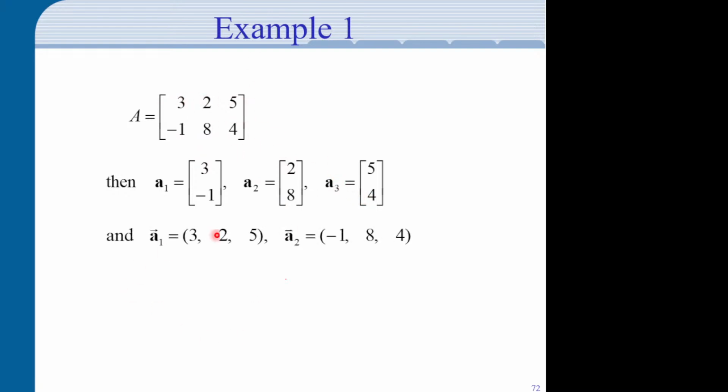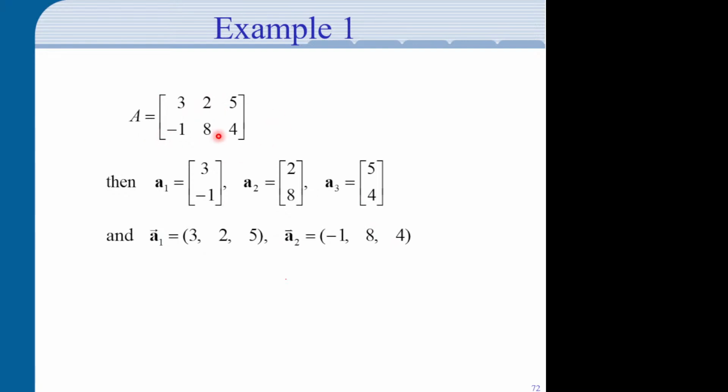So we have a matrix A that is 2 by 3, and you can cut it into columns. So the A1 vector will be the first column vector, A2 the second column vector, A3 the third column vector, and you can also cut into those row vectors. Okay, so nothing really changed. The first row is this row vector, and the second row is this row vector.